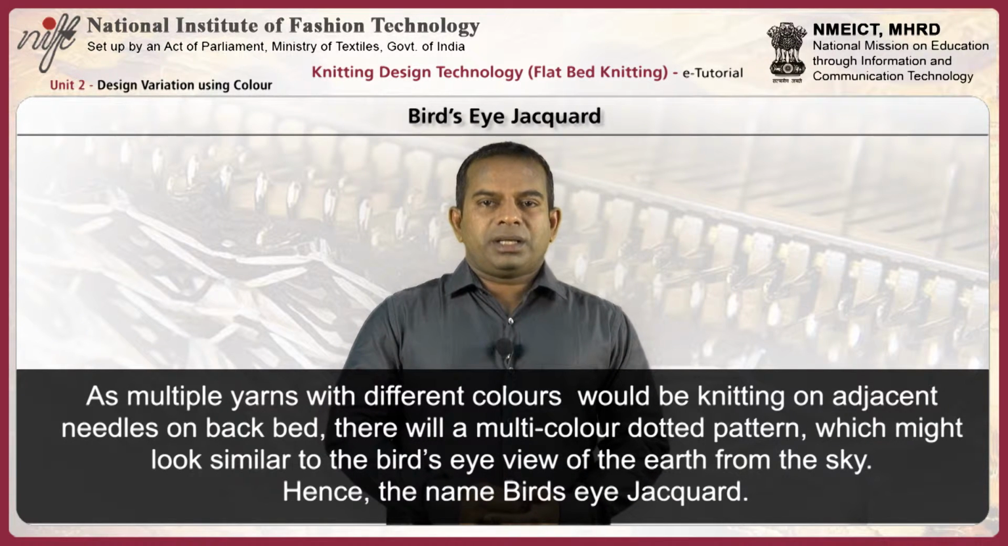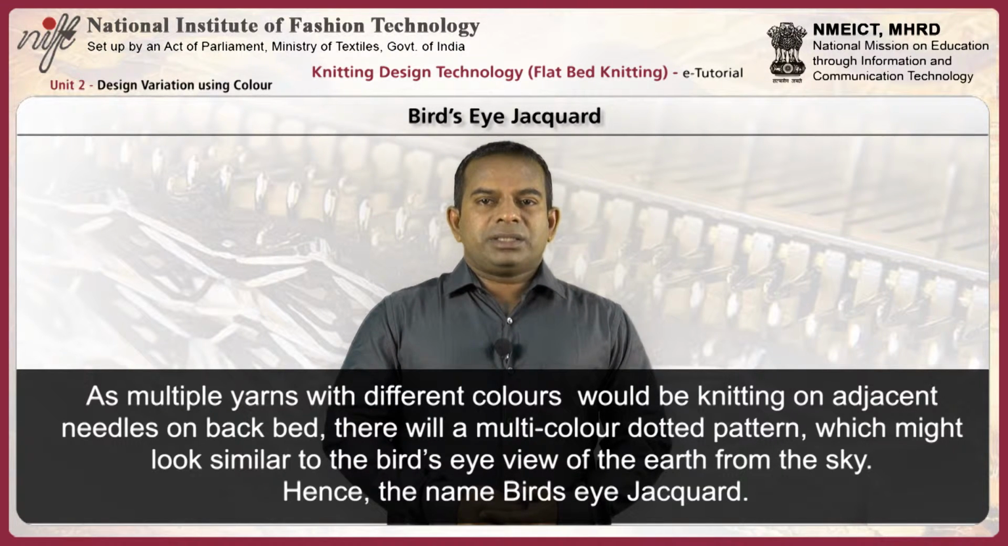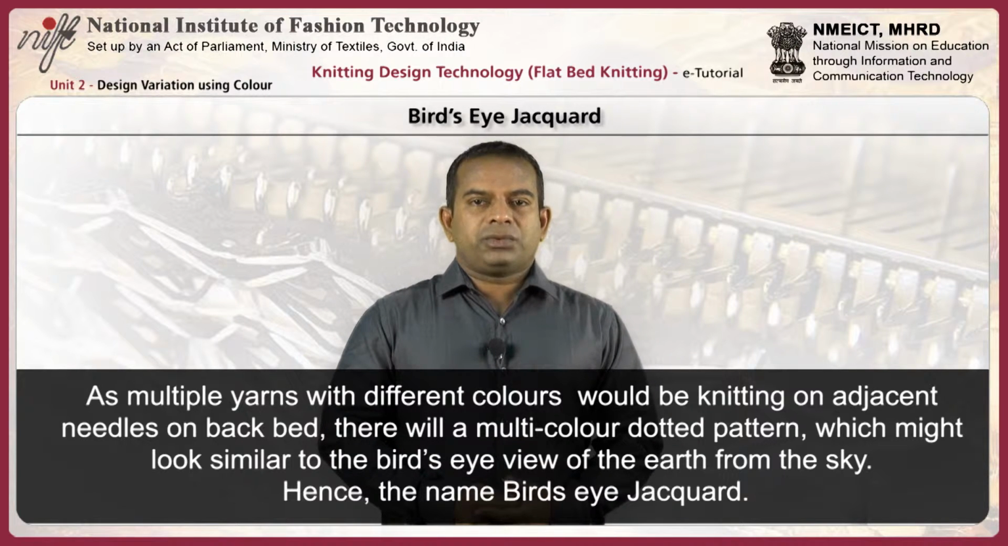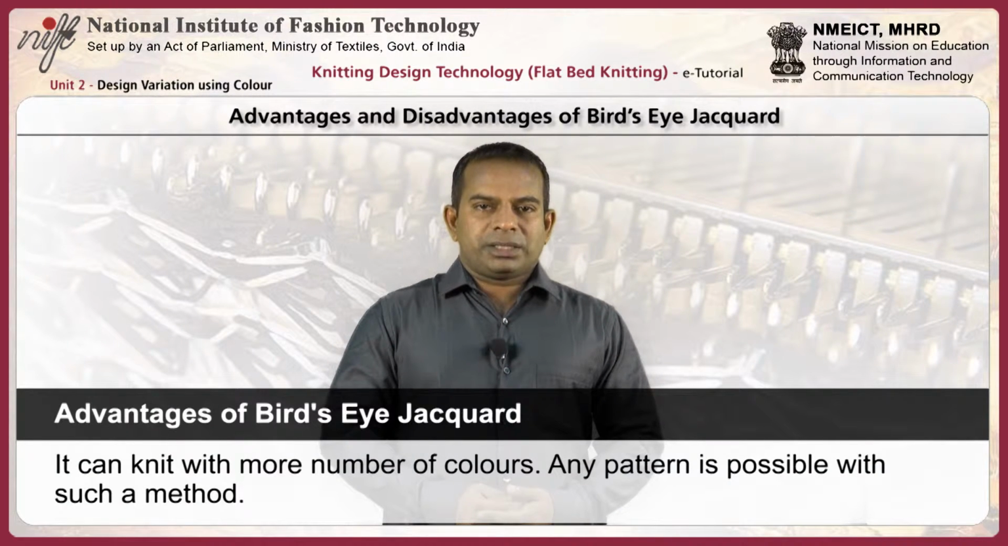As multiple yarns with different colors would be knitting on adjacent needles on the bed, there will be a multicolored dotted pattern which might look similar to bird's eye view of earth from the sky. Hence the name bird's eye jacquard. Advantages of bird's eye jacquard. It can knit with more number of colors. Any pattern is possible with such a method.